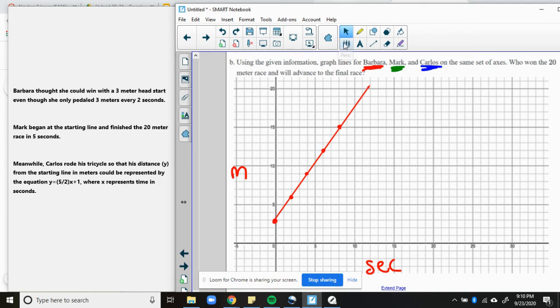So now we're going to talk about Mark. Mark is green. He finished the 20-meter race in 5 seconds. But we also know he started at the starting line. So I'm going to give this guy a point here. And then 5 seconds later, he is already at that 20 meters. So that's all we know right now. But as long as I have 2 points, I can graph a line.